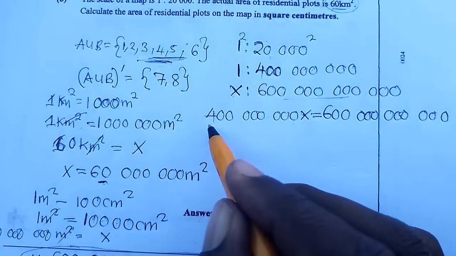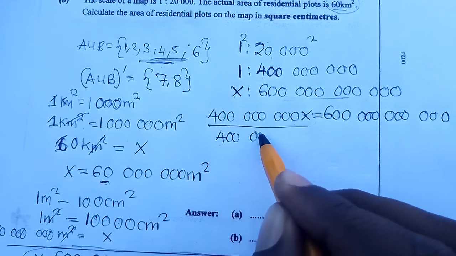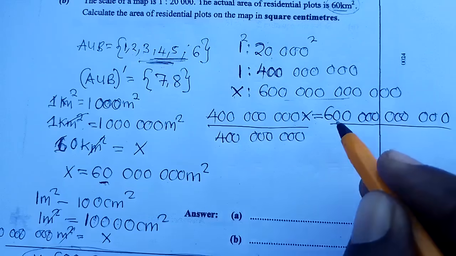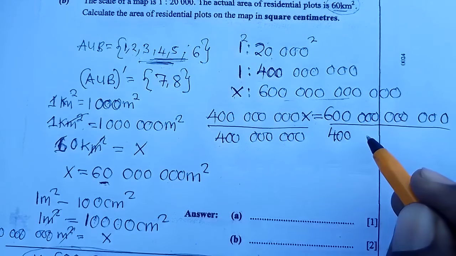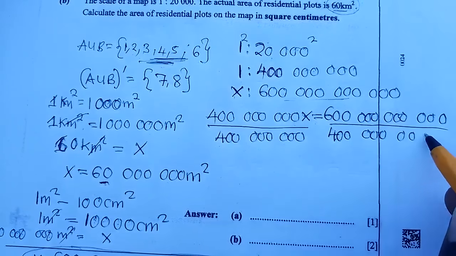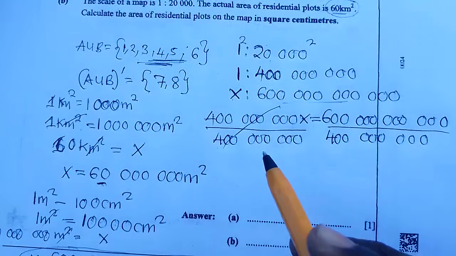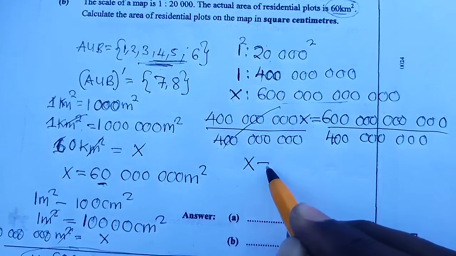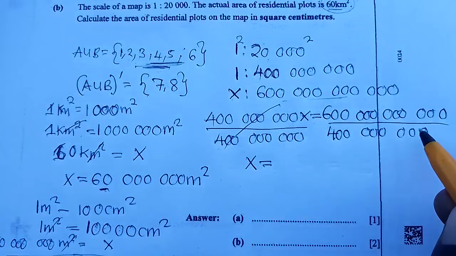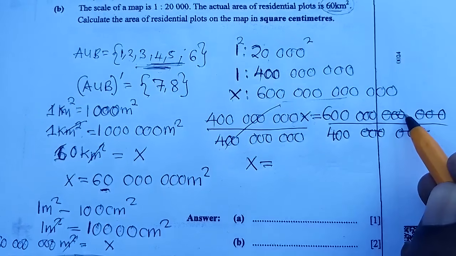Then you say over this one, so over that one. So you divide now. Even here you divide. So this is what you are going to do. This will cancel out. You're going to have X is equal to what? Your X will be equal to what? So these zeros are gone, this part, that part gone.